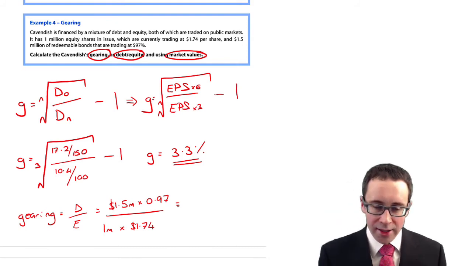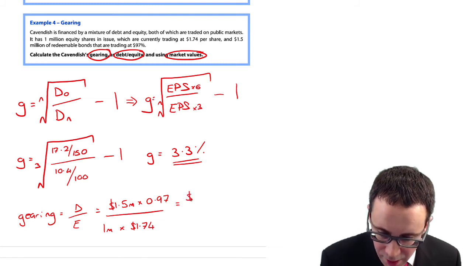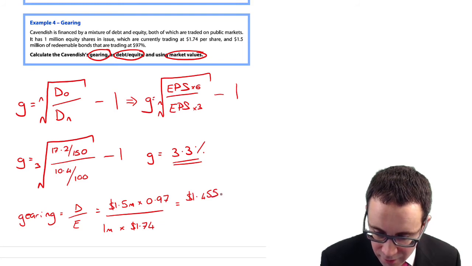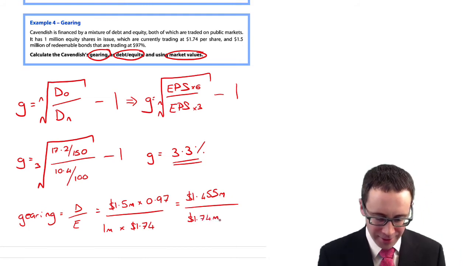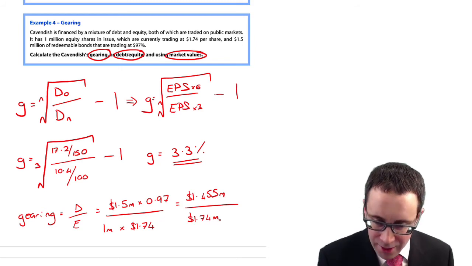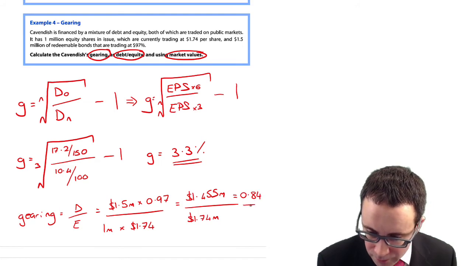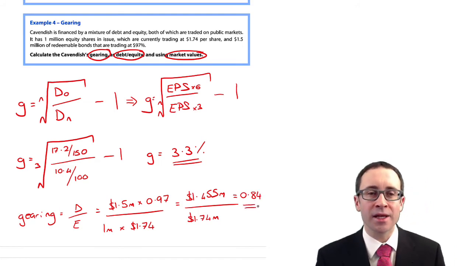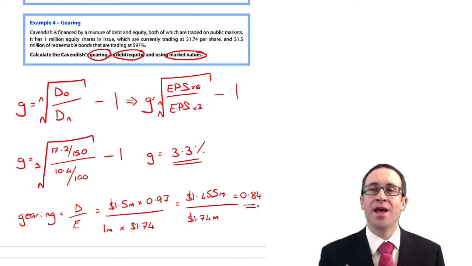Again, just check that on my calculator: 1.5 times 0.97 gives $1.455 million, divided by, I won't use my calculator for this one, 1.74 million. I can get that one. Well done, Christopher. Tapping that into your calculator gives you 0.84, or if you like, 84%. Okay, 0.84 to 1, if you like. So for every dollar of equity, there is 84 cents of debt within this business.